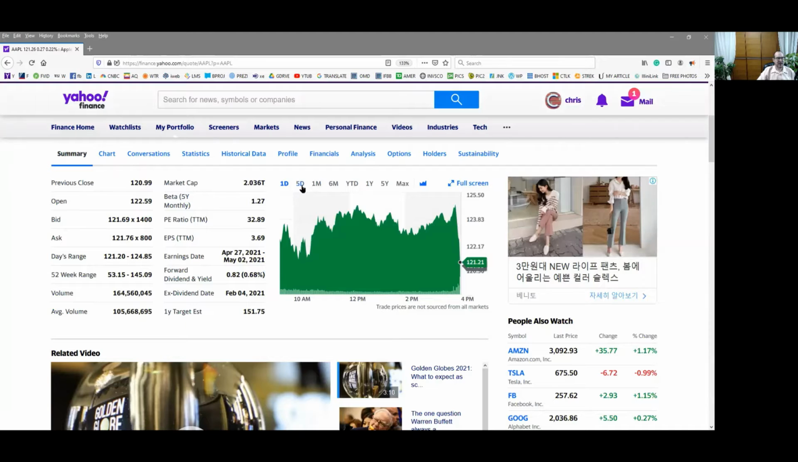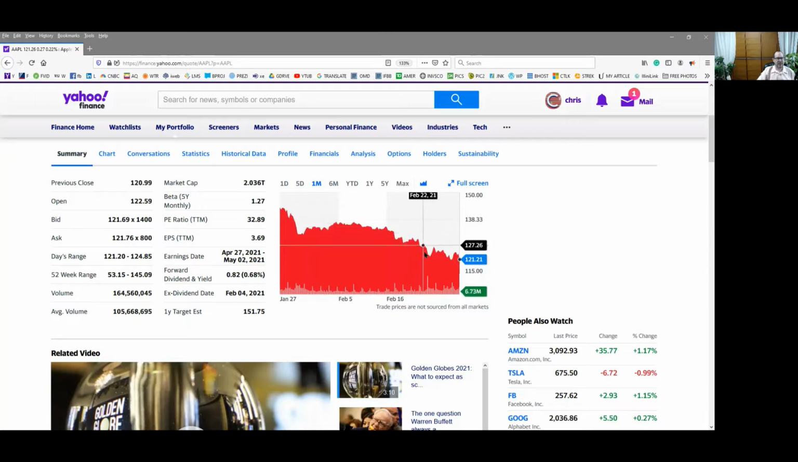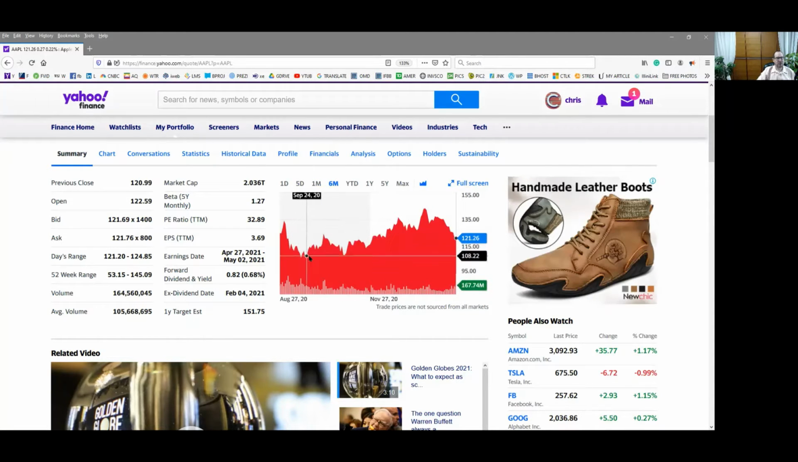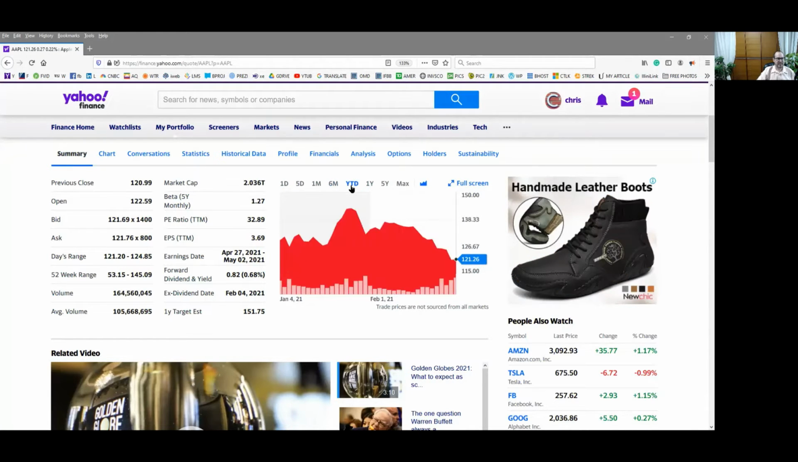Now let's look at a 5-day, okay? And then look at it. So the 5-day moving average would be somewhere around in the middle here somewhere, right? Because you can kind of see that it bounced around. 1 month, you see it's been going down over the past month. 6 months. Wow, it was doing really good in August and September, October, November, December, January. Uh-oh, now it's starting to go down again. You can look at 1 year to date, means today.